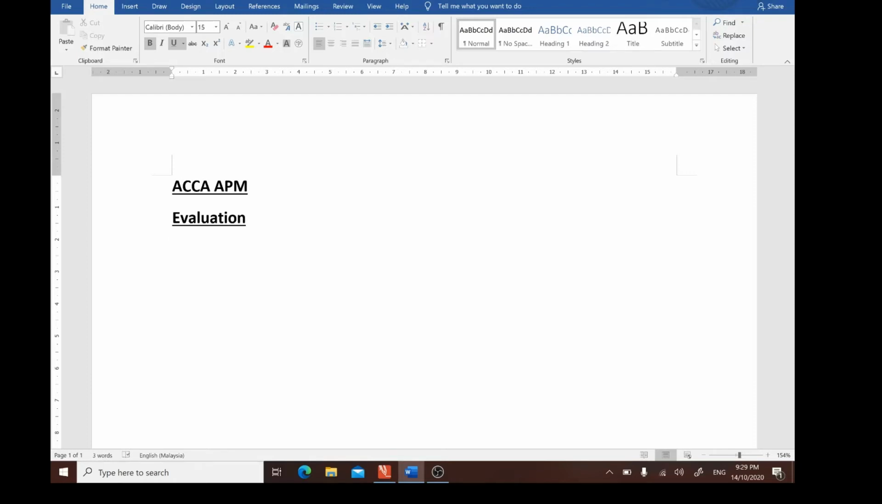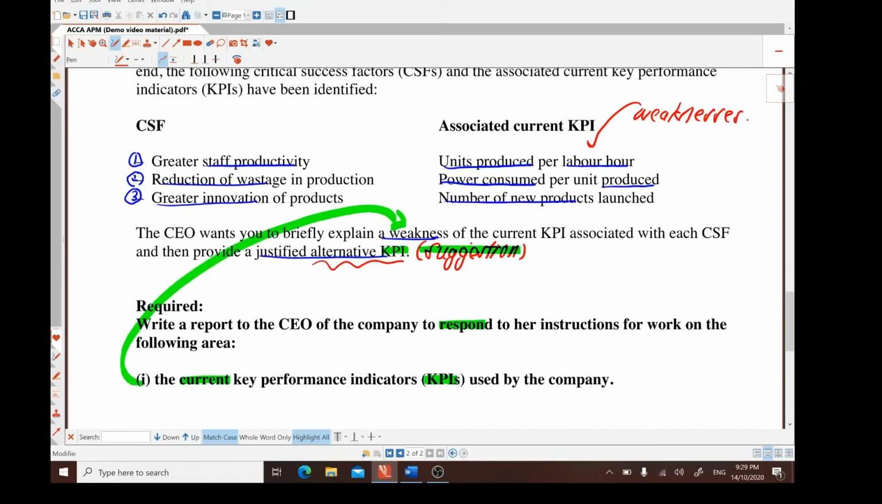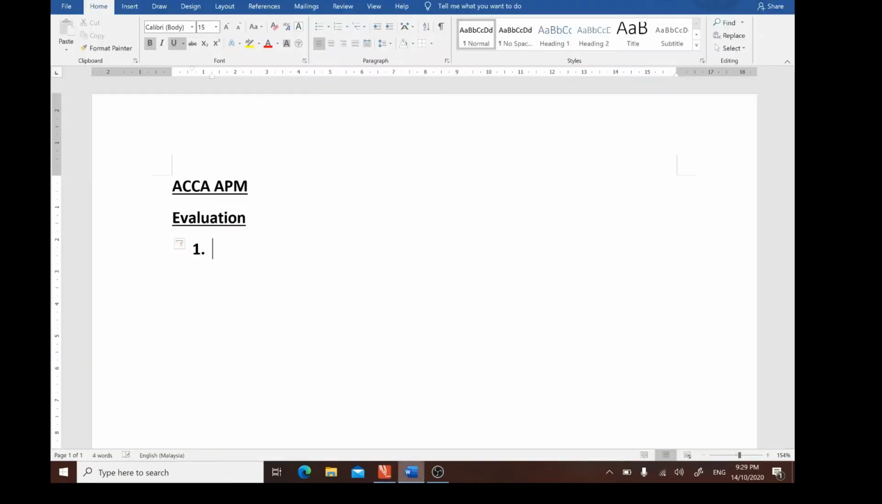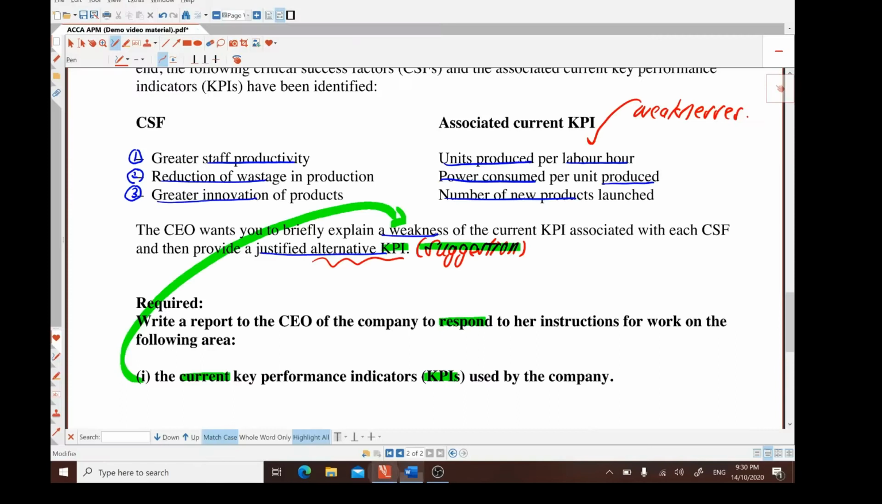That's important. So the first thing we can do is to start referring back to the 3 different CSF. As we know, the first one is when we talk about greater staff productivity. Can you see that? So that's the one. What I'll be doing here is to show you the first part to do with the weaknesses, and of course we'll bring in the suggestion. On the greater staff productivity, they're using units produced per labor hour.